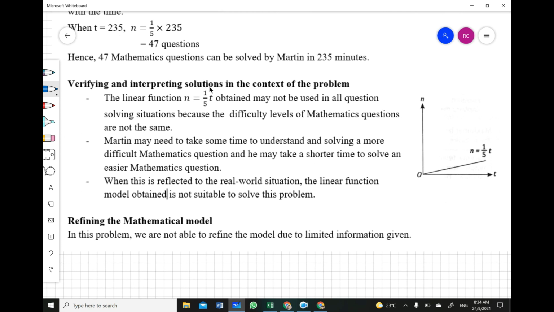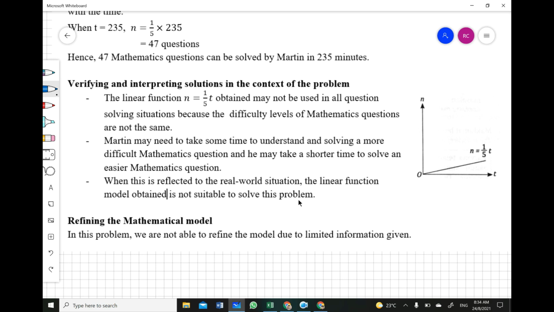After that, you are going to get verifying and interpreting solutions in the context of the problem. So the linear function n equals 1/5 t obtained may not be used in all question solving situations because the difficulty level of mathematics questions is not the same. Martin may need to take some time to understand and solve a more difficult mathematics question, and he may take a shorter time to solve an easier one. When this is reflected to the real world situation, the linear function model obtained is not suitable to solve this problem.